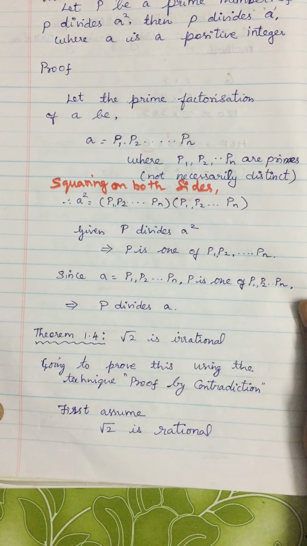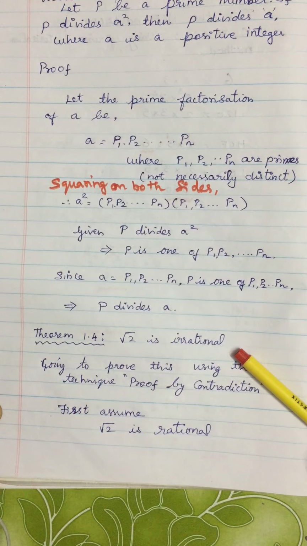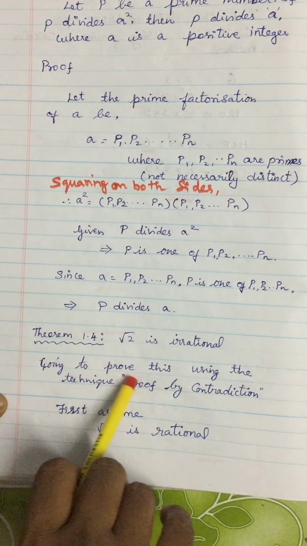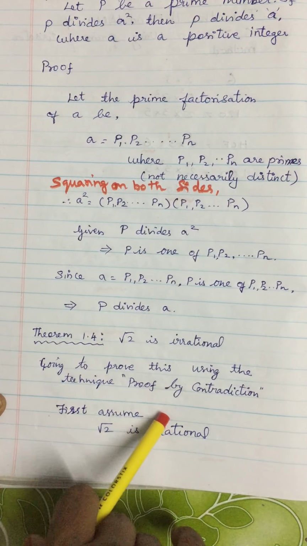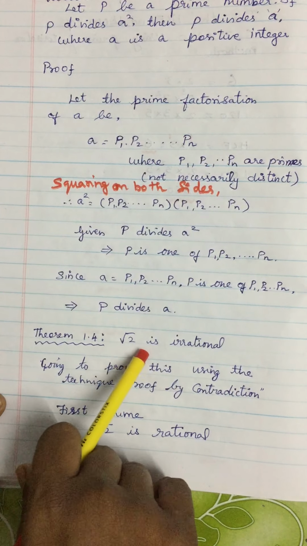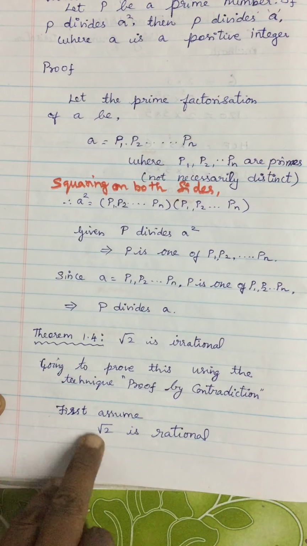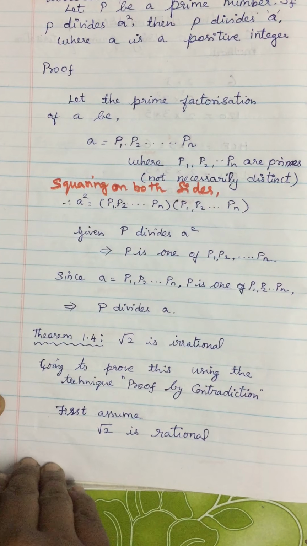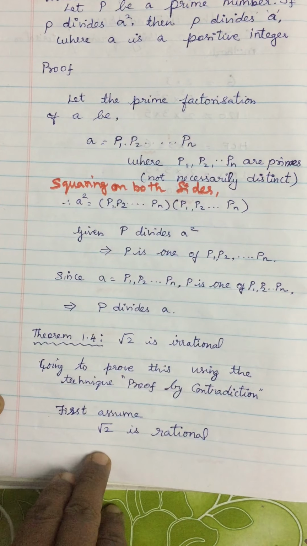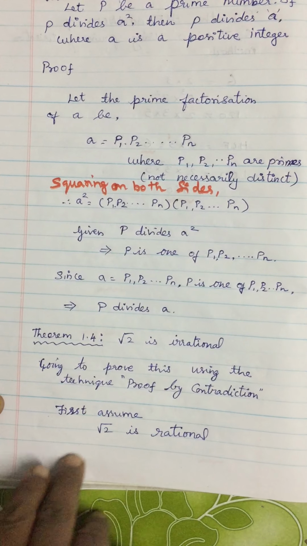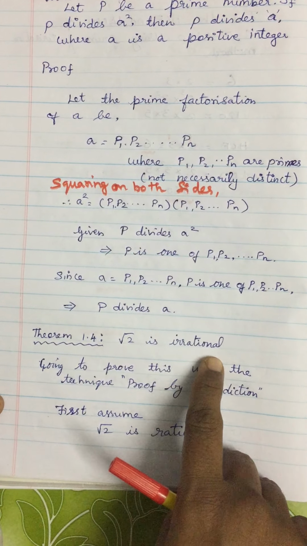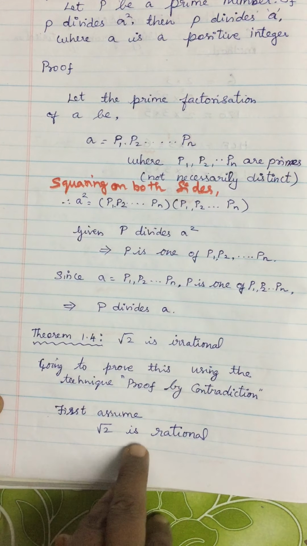And coming to theorem 1.4, root 2 is irrational. This is your theorem 1.4. So we are going to prove this theorem with the help of the technique called proof by contradiction. That is, to prove this root 2 is irrational, you are going to assume some wrong statement, and at the end you are going to conclude that what you have assumed is wrong, and the reverse is right. That's what you are going to conclude. So first I am assuming root 2 is rational, because you are supposed to prove root 2 is irrational. So I am assuming the reverse, root 2 is rational.